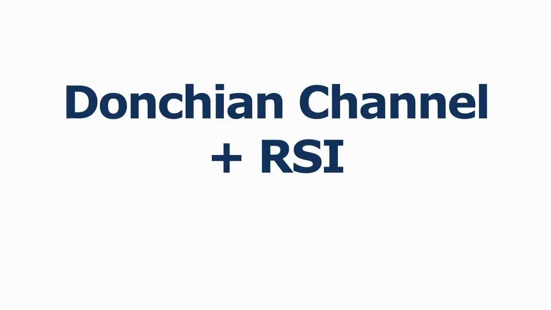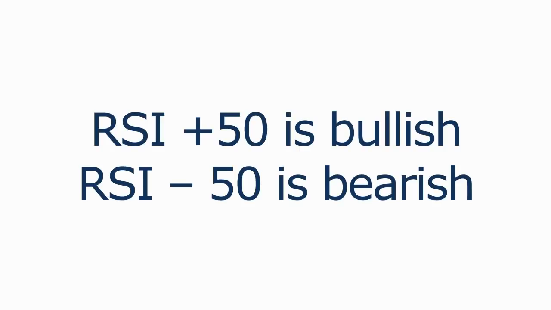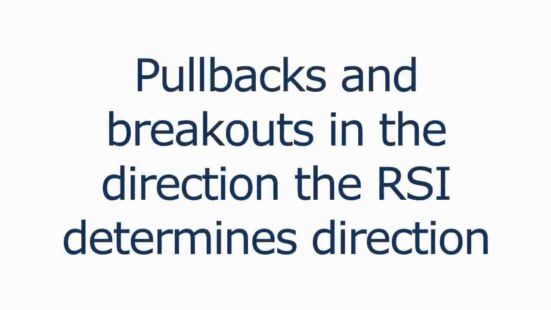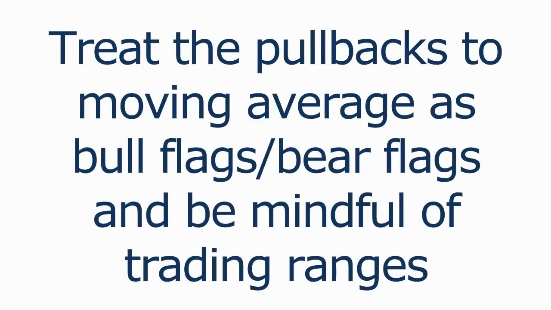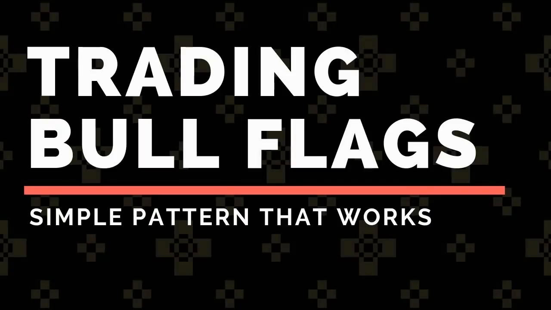This strategy also uses trend direction, but this time we're going to use the RSI 50 level. RSI above 50 is bullish, RSI below 50, bearish. So we can trade both pullbacks as well as breakouts in the direction the RSI determines is the trend direction. And I'm going to treat the pullbacks to the moving average as bull flags or bear flags. And I'm going to be mindful of trading ranges. And you can learn more about trading bull flags on this video here, Trading Bull Flags.